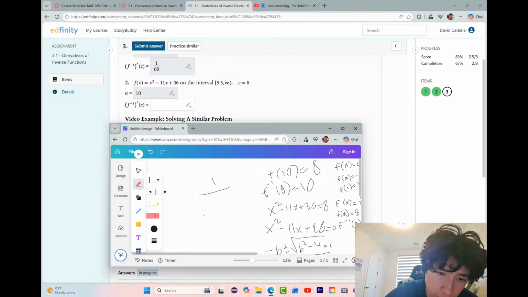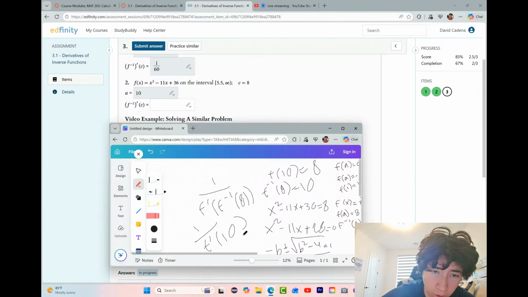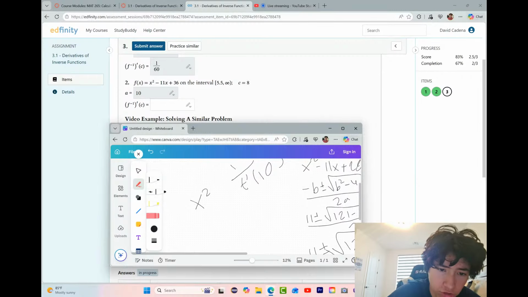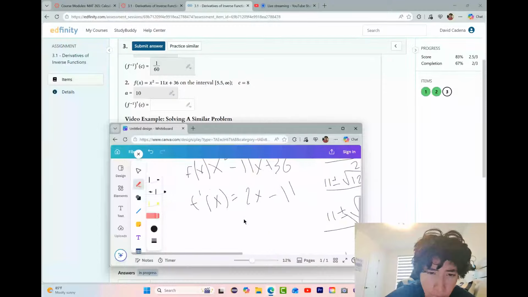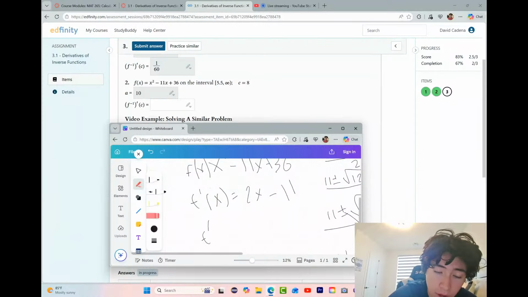So now we apply our formula. Now, f prime of f inverse of 8. Oh, I see. Now 1 over f prime of 10. Now we plug this back into our original equation. X squared minus 11x plus 36. That's f of x. F prime of x is going to be 2x minus 11. And then f prime of 10. 10, right?